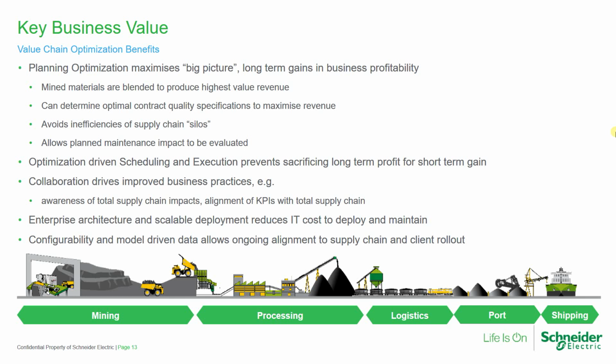Enterprise architecture and scalable deployment reduces the cost of ownership and makes it easier to maintain the system. And finally, configurability and model-driven data allows the system to remain aligned to the physical supply chain and to the present operations of the business. It also means that the system can be rolled out across multiple mine sites just through configuration changes. Together, value chain optimization brings these benefits to a business.